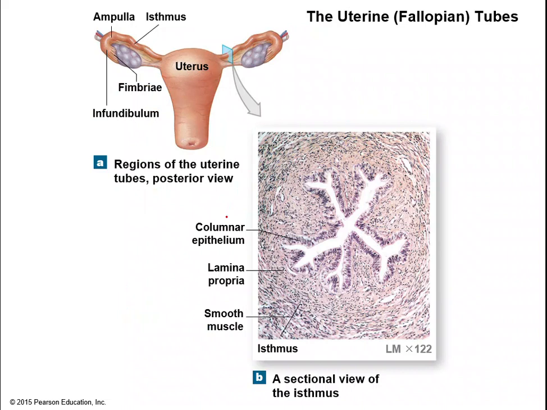So here is a histological slide just showing you the internal structures of the fallopian tubes. So here we have the lumen, and then we have these columnar epithelial tissues here, and of course we have some smooth muscle structures. Oh, this is very important.